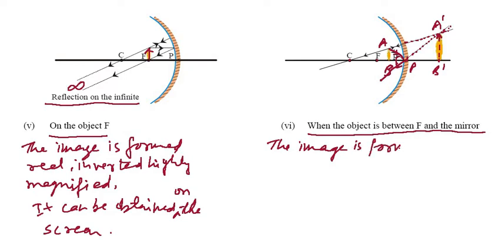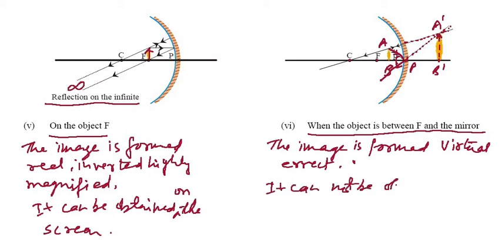So the image is formed virtual, erect, and it cannot be obtained on a screen. इसे पर्दे पर नहीं ले सकते हैं, and it seems to be behind the mirror.